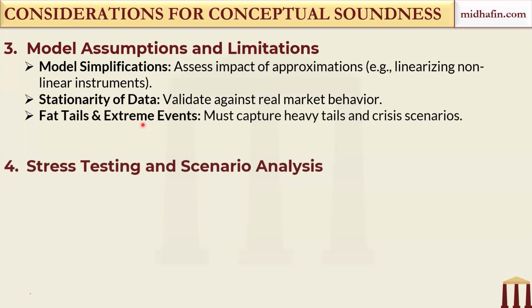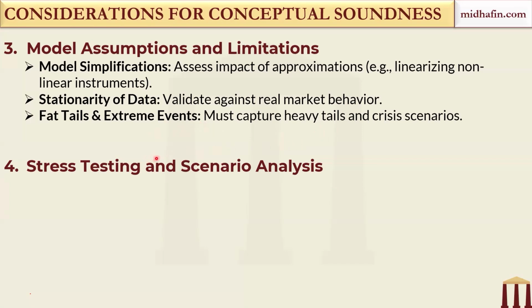And then you have fat tailed and extreme events. So this is super critical. Your model has to be robust enough to handle market crashes, because if you ignore tail risk, you're missing the whole point of market risk modeling.